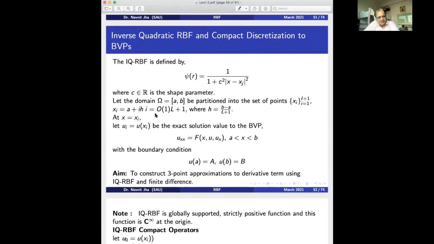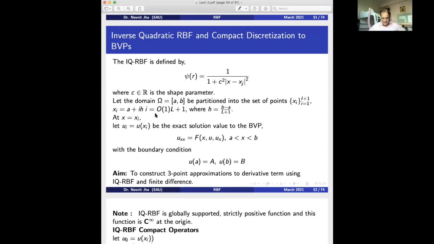Now, what is this inverse quadratic radial basis function? Here psi r is defined as 1 by 1 plus c square mod of x minus xj square. So x minus xj mod is basically r, the distance of x minus xj. Here c belongs to real numbers, it is a shape parameter. I forgot to write c is positive, so please note that here c is positive.